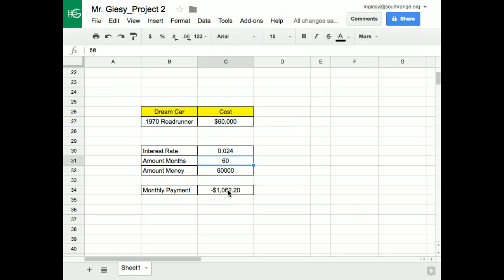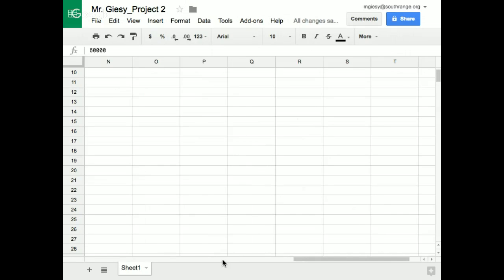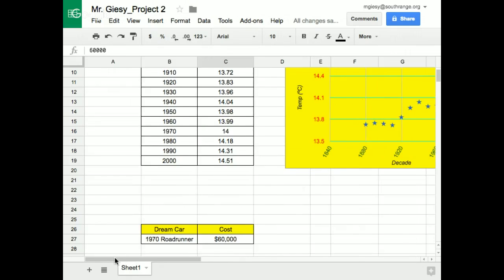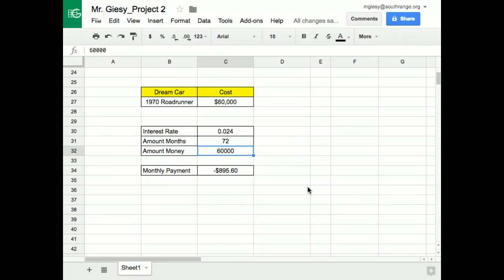If I want to get this payment down a little more, maybe I'll ask them if I could pay it in 6 years. How many months is 6 years? 72. Yep, you're right. Hit enter, and look, my payment went down another $100, over another $100. So that's another big chunk of change I saved.